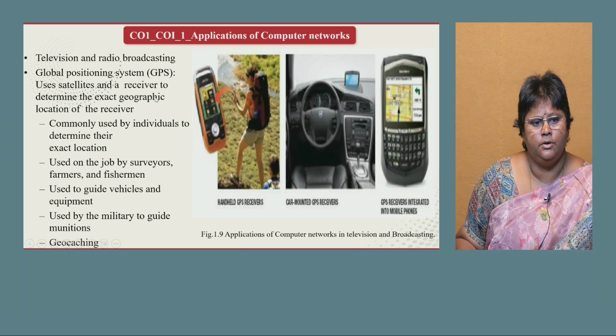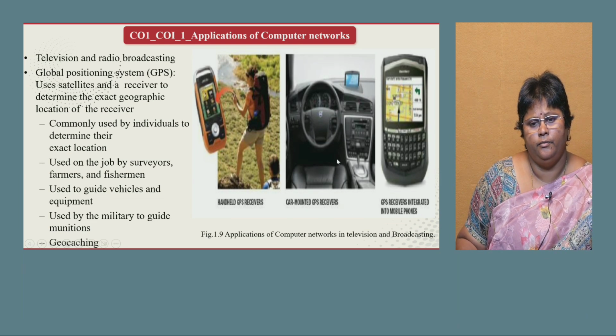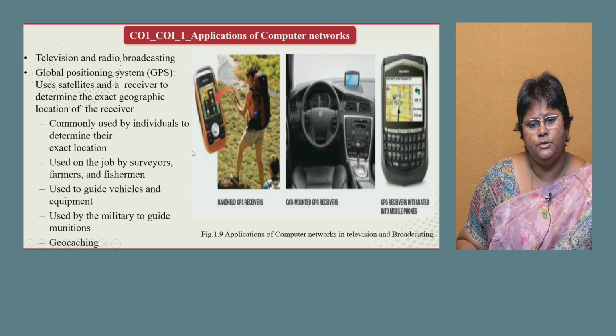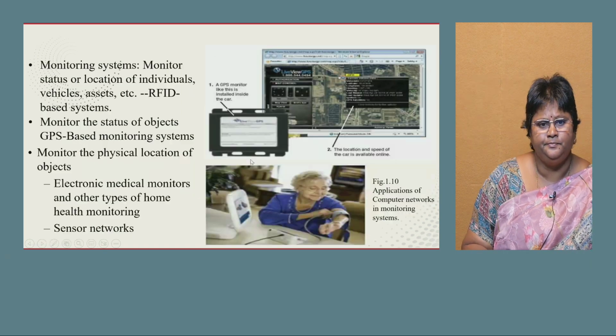Global positioning systems. With global positioning systems, we use satellite signals to receive our coordinates, where we are, and this helps us determine the exact geographic location of the receiver. So this can be used by surveyors, farmers, fishermen, in vehicles and equipment, and also by the military to guide their missions to reach their destinations.